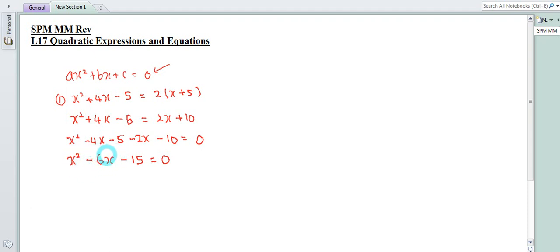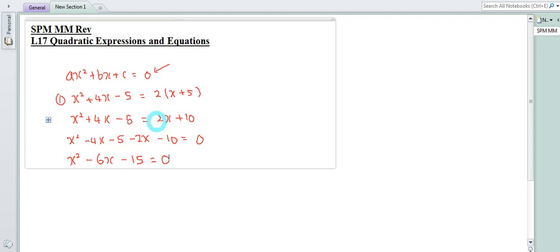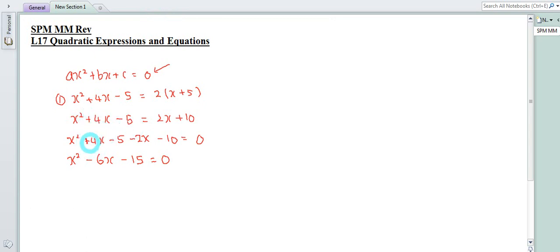So here we can, okay, let me check any mistake. Oh, sorry, I make a mistake here. Here is positive. I should write positive here. Positive 4x minus 2x. So this is not correct. Okay, positive 4x minus 2x should be positive 2x. Okay, now we can start to do the factorization.